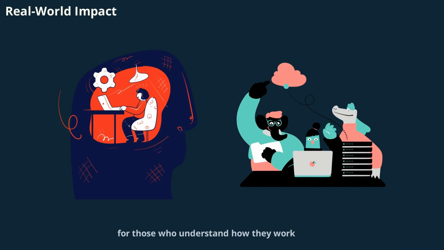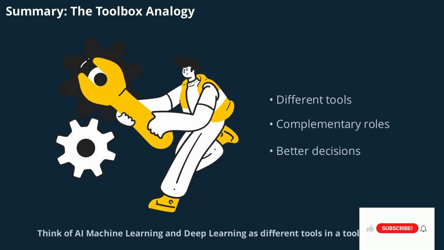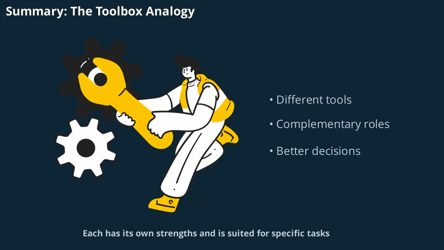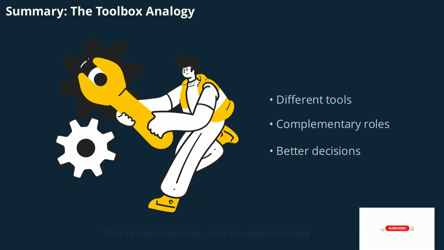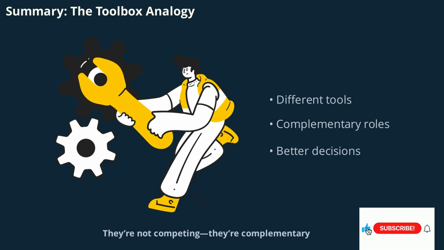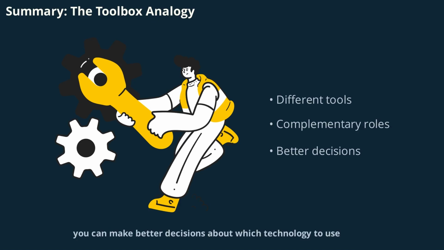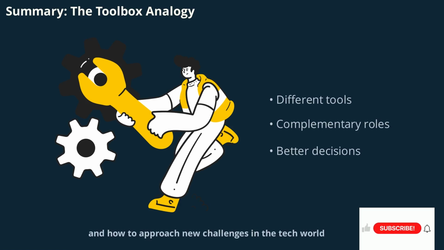Think of AI, machine learning, and deep learning as different tools in a toolbox. Each has its own strengths and is suited for specific tasks. They're not competing, they're complementary. By understanding how they fit together, you can make better decisions about which technology to use and how to approach new challenges in the tech world.